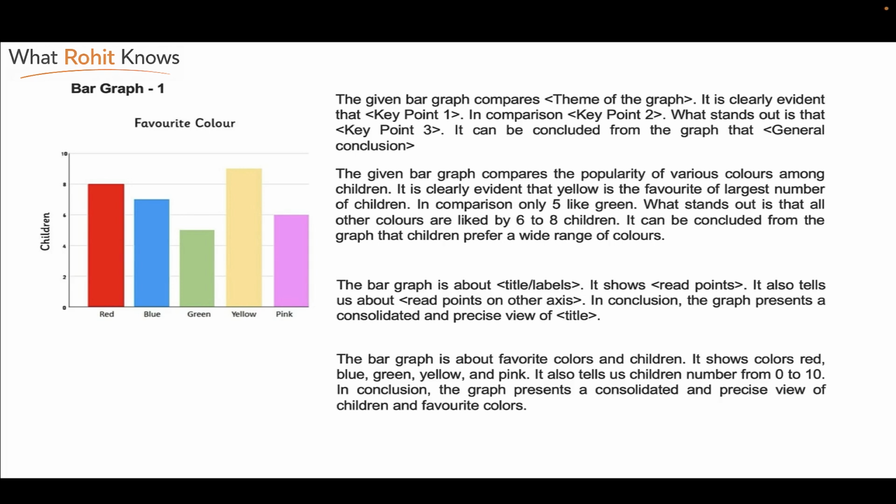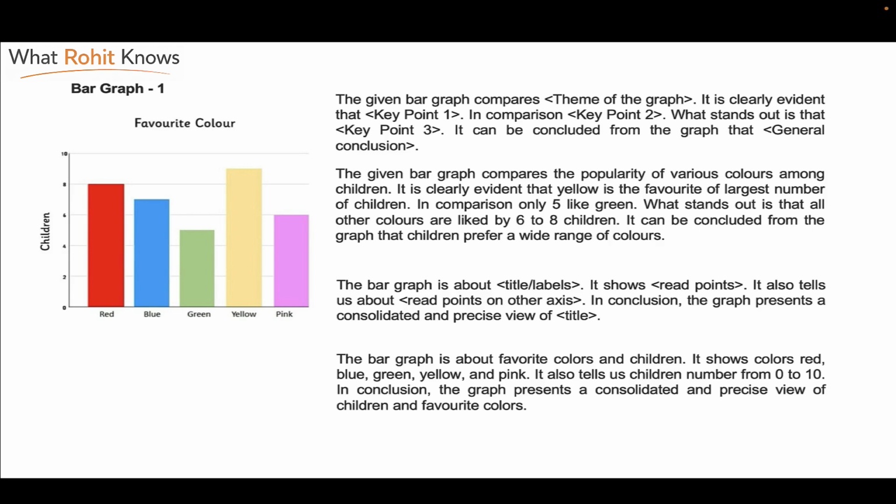An example: the bar graph is about favorite colors and children. Now you are just picking what's there on the screen. We are not expecting you to combine these to form something like the popularity of various colors among children. You're just reading favorite colors and children. Then it shows colors red, blue, green, yellow, and pink. It also tells us children number from 0 to 10. In conclusion, the graph presents a consolidated and precise view of children and favorite colors. So you see, this is much simpler. It still contains information that you will read, but it's directly in front of you. If you're confident, then use the template above. But if not, then you can give a response like this.